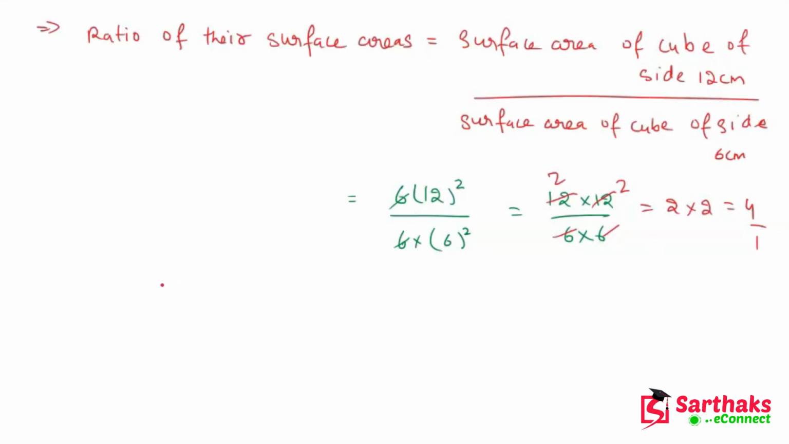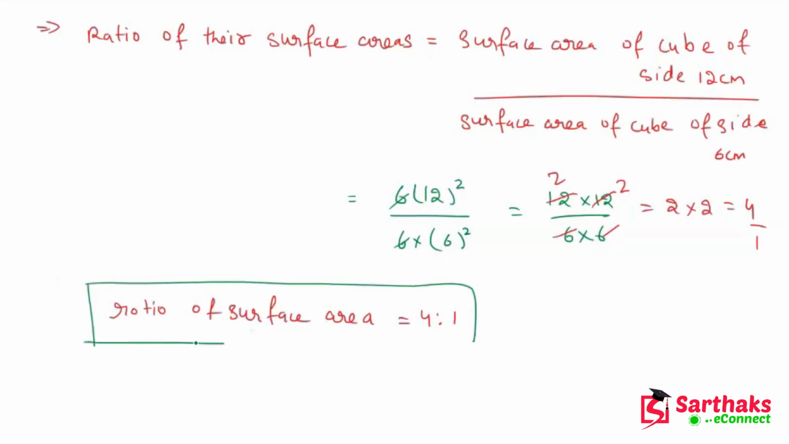So the ratio is what? The ratio of surface area is equal to 4:1. I hope you understand these things, my dear friends. This is the result. This is the answer of this question. Okay, now let's move on.